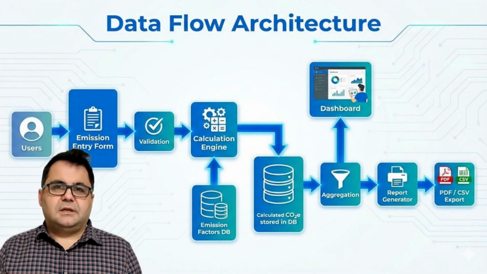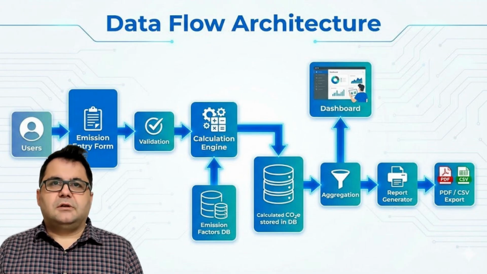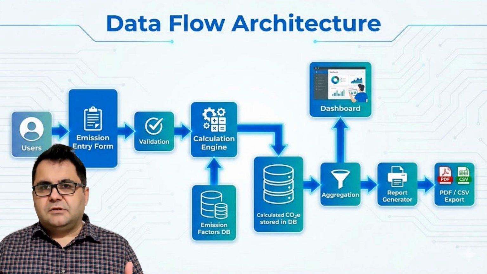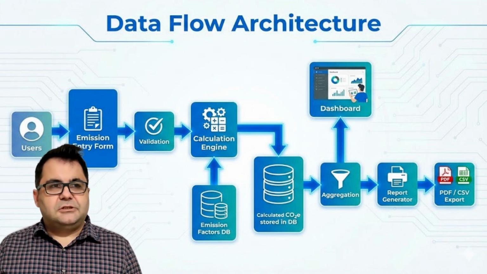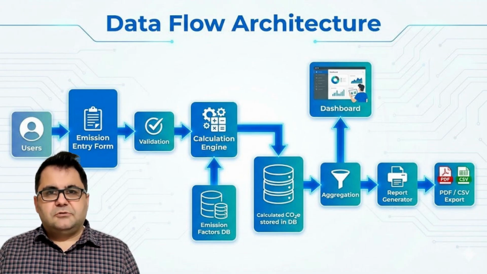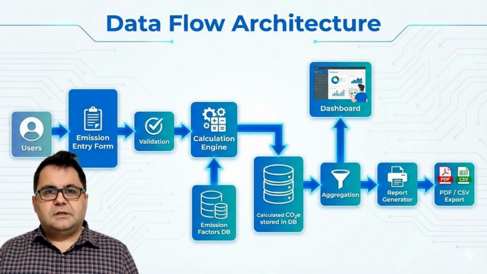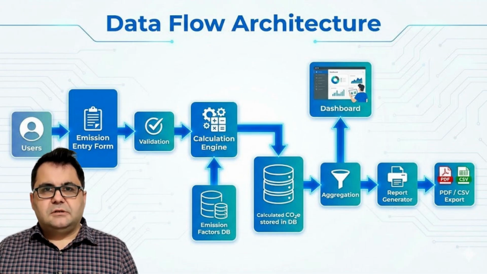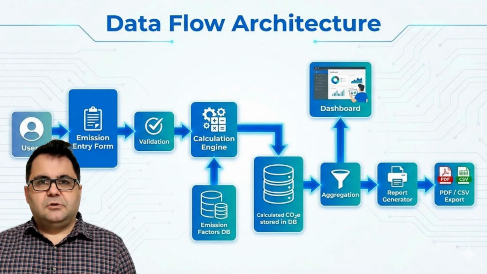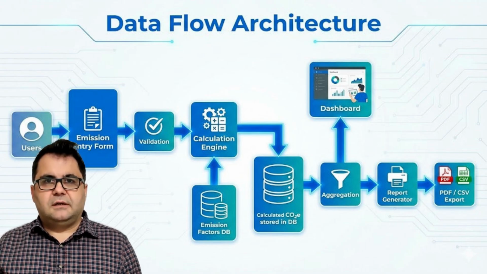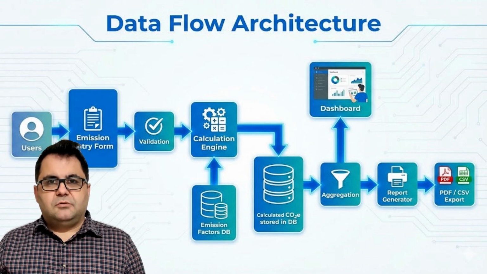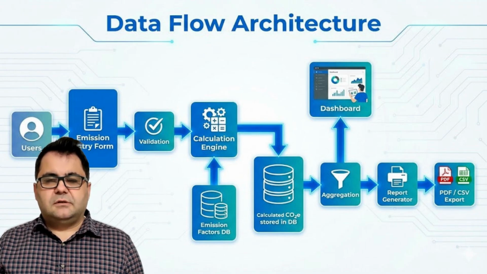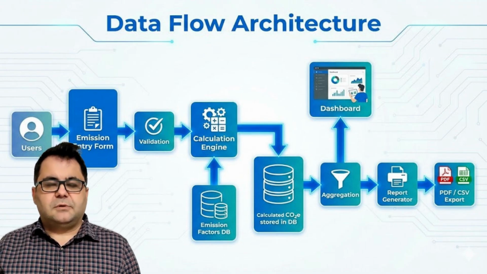Let me show you the data architecture of our platform. Users enter activity data through web forms. How many liters of diesel? How many kilowatt hours of electricity? The system validates this data, looks up the appropriate emission factor, and calculates CO2e. This gets stored in the database. From there, the data flows two ways, to a real-time dashboard showing current emissions, and to a report generator that can produce formal GHG inventory reports. We'll also support CSV export for integration with other systems. Over 14 weeks, we'll build every piece of this pipeline.